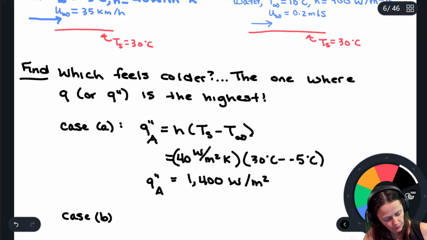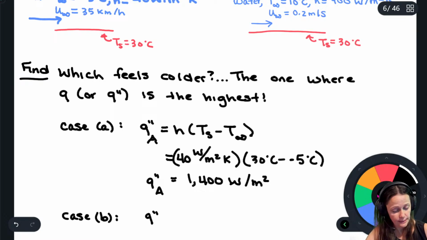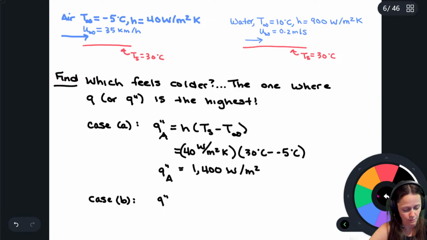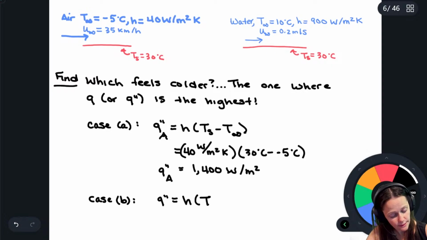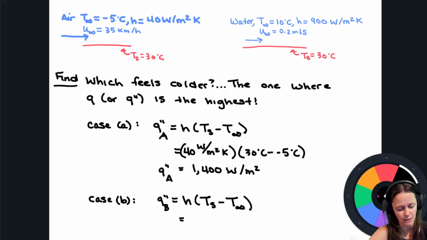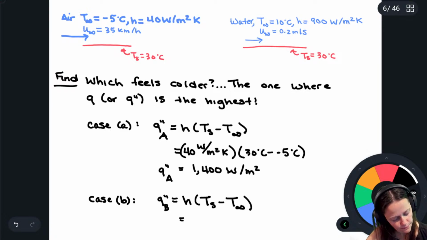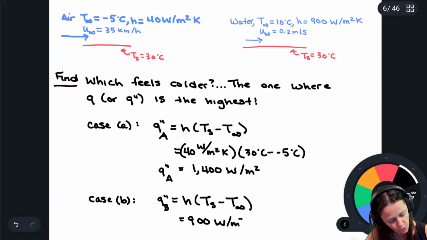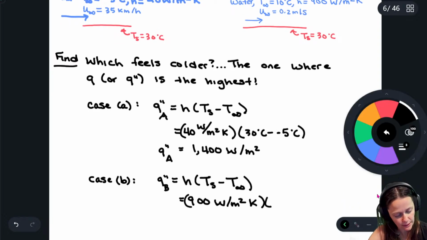And if I wanted to look for case B, same thing. I've just got some different numbers there. No problem. So h times Ts minus T infinity. Let's plug the numbers in. Be consistent, I'll write a B there, although it's an uppercase B. Probably should stick with the lowercase, but that's okay. So it's going to be 900 watts per meter squared Kelvin, or meter squared degrees Celsius, if you'd rather write it that way, it doesn't matter.